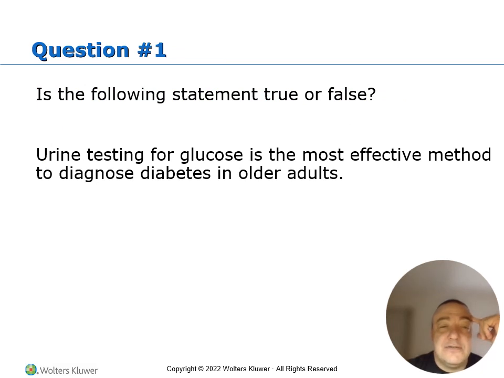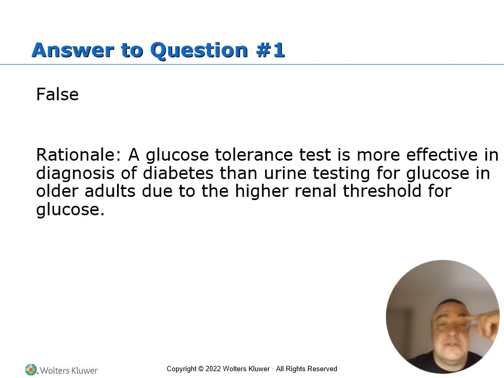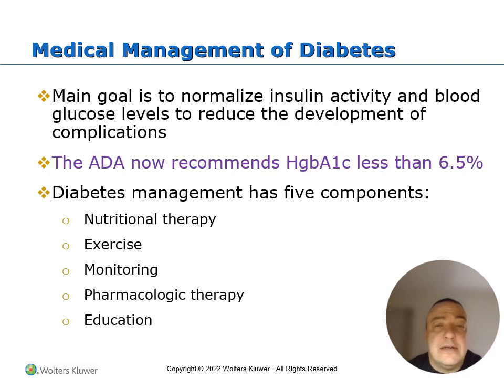Okay, urine testing for glucose is the most effective method of diagnosing diabetes in older adults. That is false. The tolerance test is a better use of that. And you should not find glucose in your urine. That's a bad sign. All right.